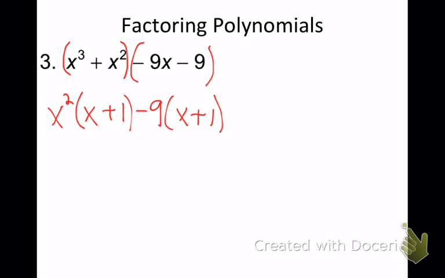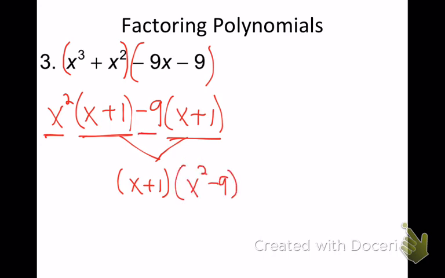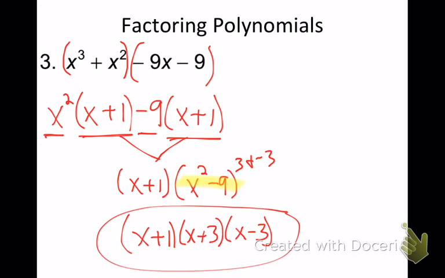So x squared, parentheses, x plus 1, minus 9, parentheses, x plus 1. Are my parentheses the same? So that comes down, that gives me x plus 1. X squared minus 9 comes down after that. Now I have a difference of squares here. What's going to multiply to get negative 9 and add to get 0? 3 and negative 3. So I'm going to get x plus 1, x plus 3, and x minus 3. There we go.